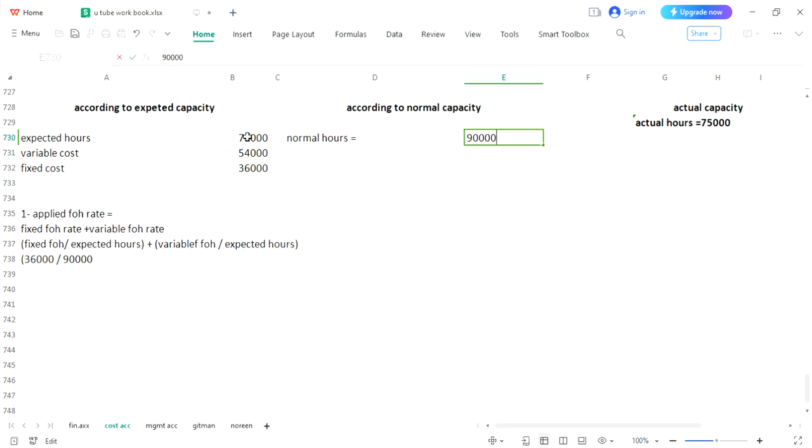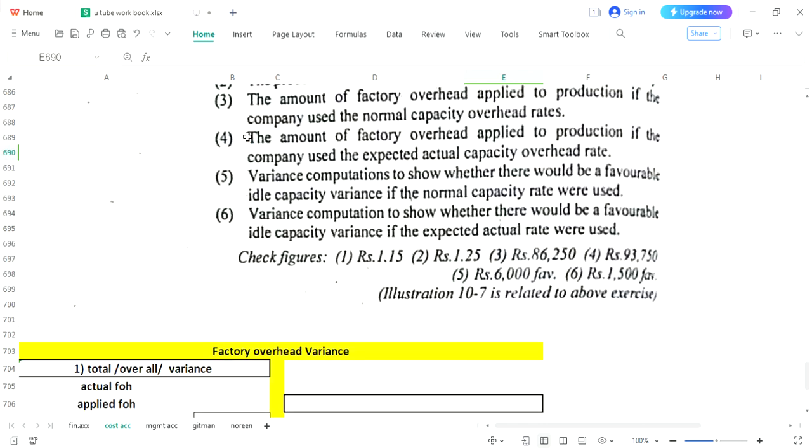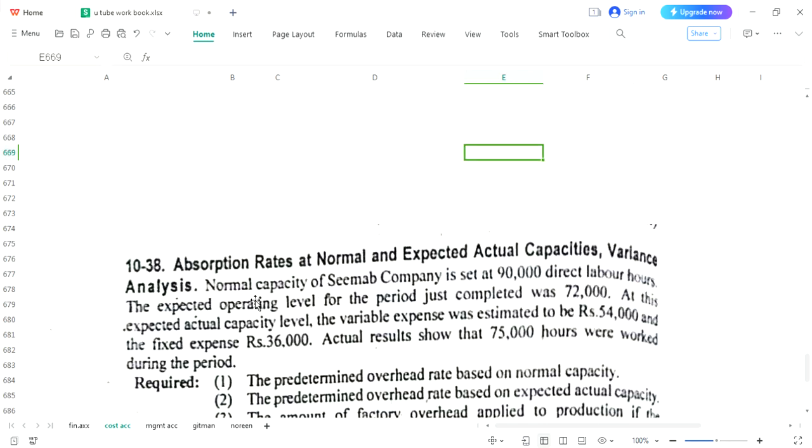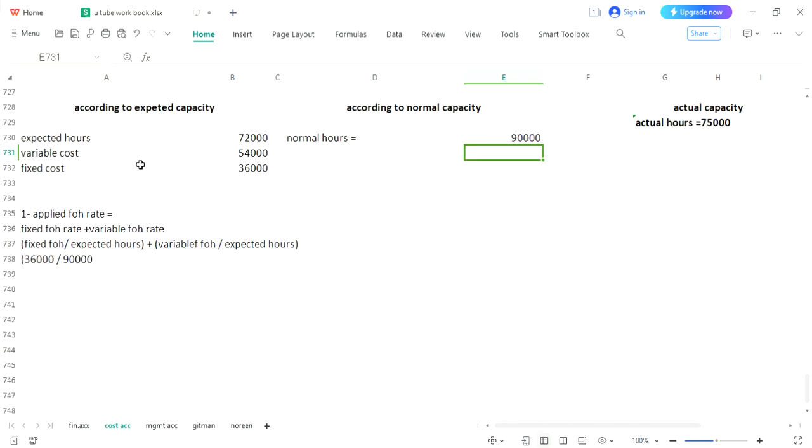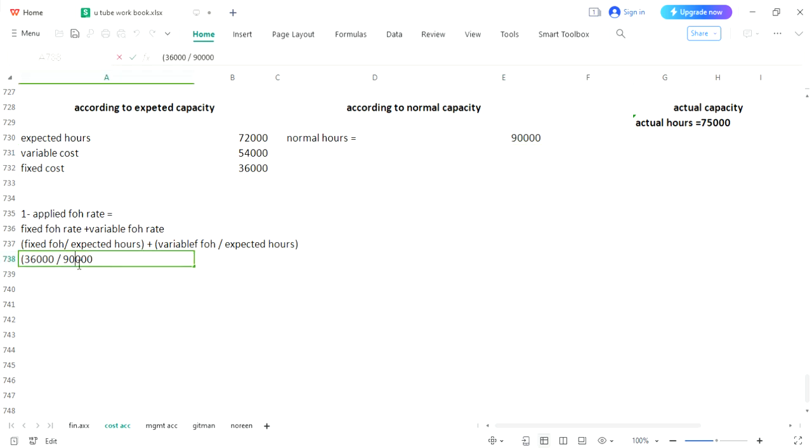Hopefully you can take it. It happens sometimes. Again, normal hours 90,000, expected hours 72,000. So expected hours are 72,000. We are going to put that over here. Sometimes things are overlooked, but thankfully we observed it in the given time. Instead of calculating everything and then observing the answer, we could have known that, but that was not a good thing.